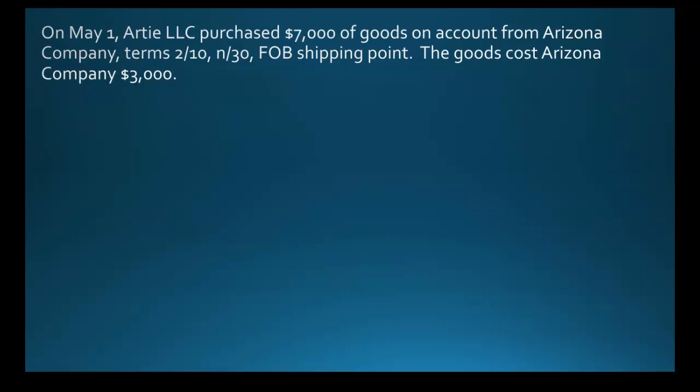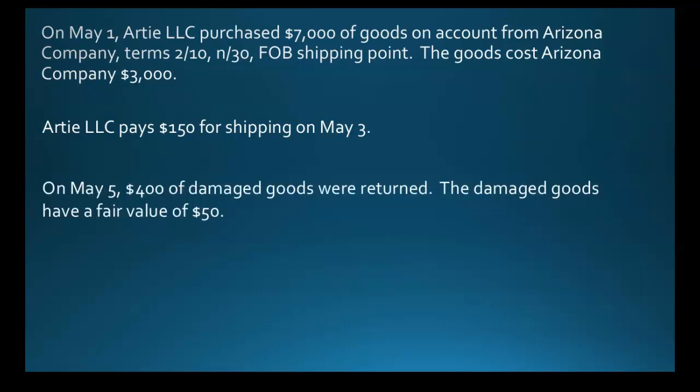It says, on May 1st, Artie LLC purchased $7,000 of goods on account from Arizona Company, terms 2/10, net 30, FOB shipping point. The goods cost Arizona Company $3,000. Then Artie LLC pays $150 for shipping on May 3rd.